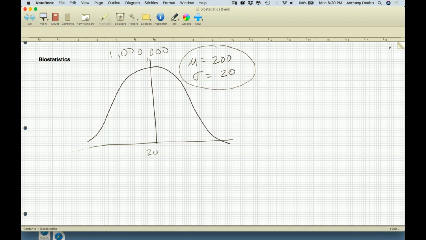We know the middle is around 200, and we know that this number 20, sigma, the standard deviation of the population, gives us an idea of how spread out the values for this population are.